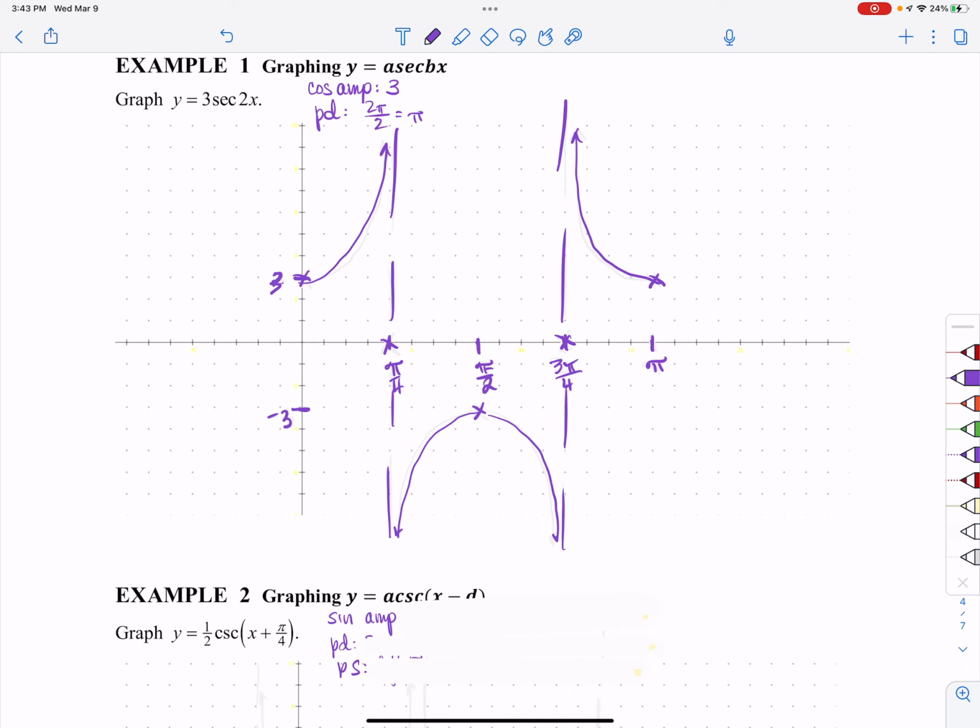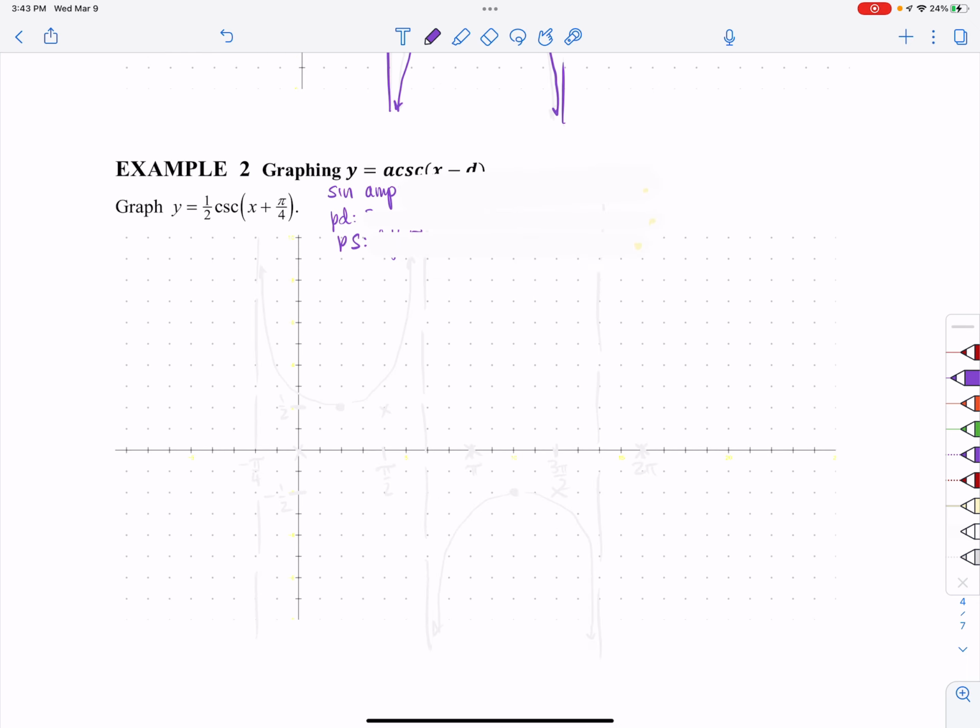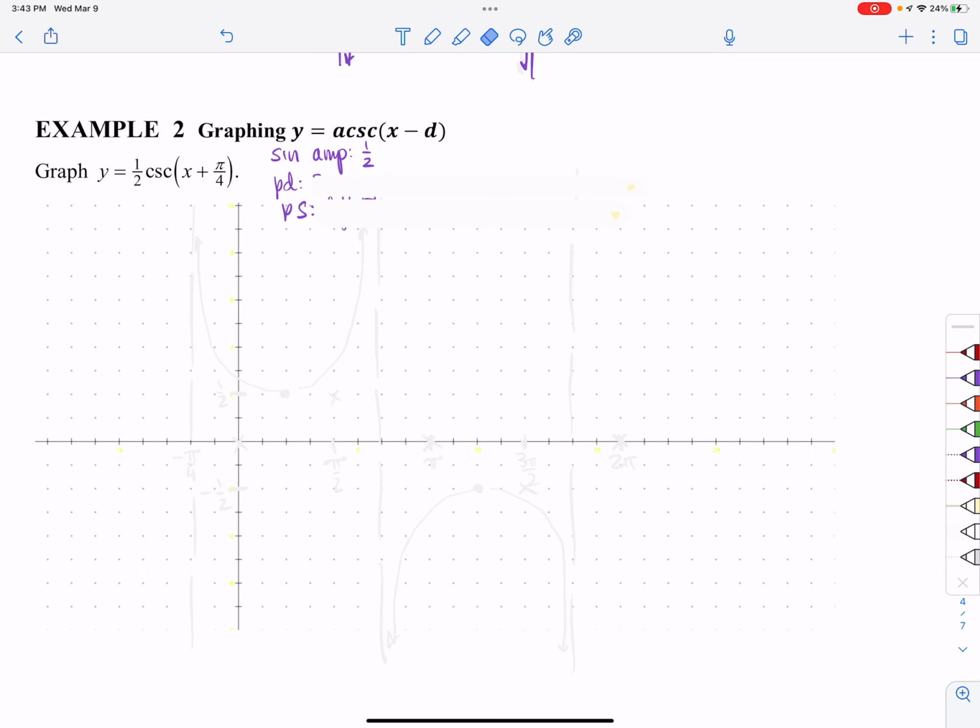All right, let's take a look at another example. So this one's going to be a cosecant example. My sine amplitude is going to be 1/2. The period will be 2 pi over 1, which is just going to be 2 pi. And the phase shift will be to the left, pi over 4. So we'll go ahead and get our 4 equal intervals. Period is 2 pi, so that's where it's going to end. So get half again, and then you can count 1/2, 2 halves, 3 halves, 4 halves. Go ahead and mark your sine amplitude value. So we're going to go up to 1/2 and down 1/2.